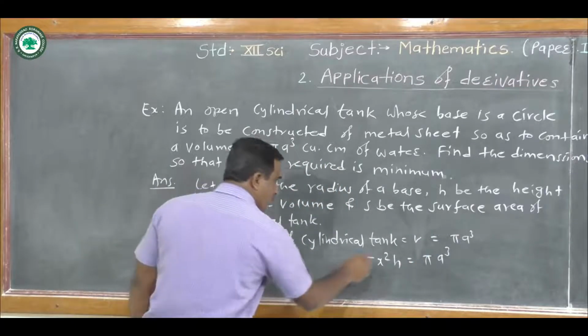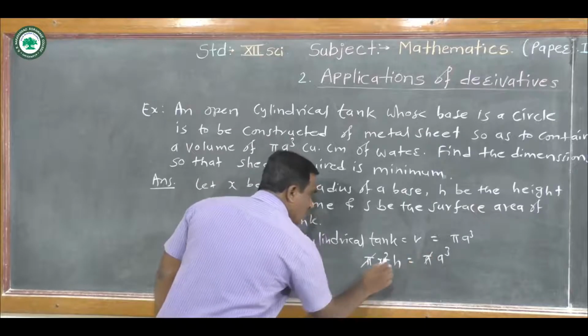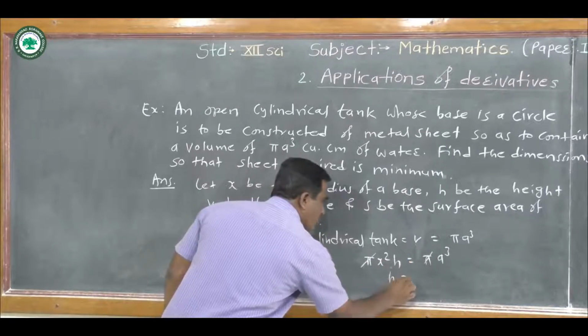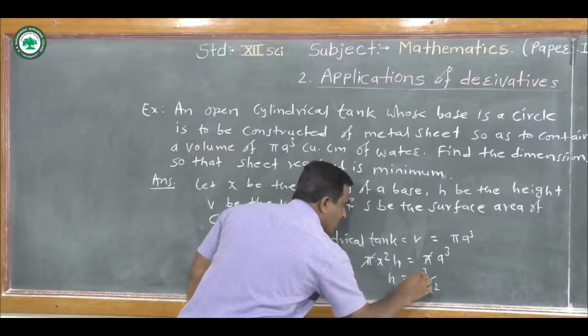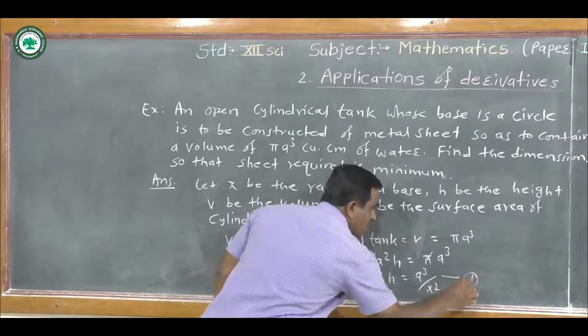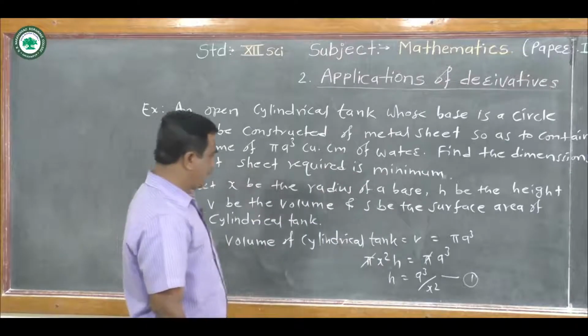Here pi gets cancelled. We want to find the value of h. h is equal to a cube upon x square. So this is equation number first.